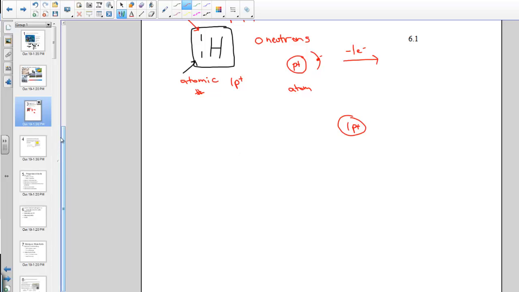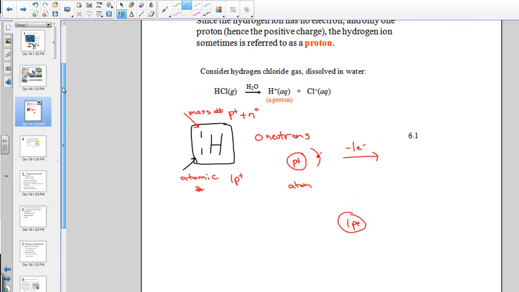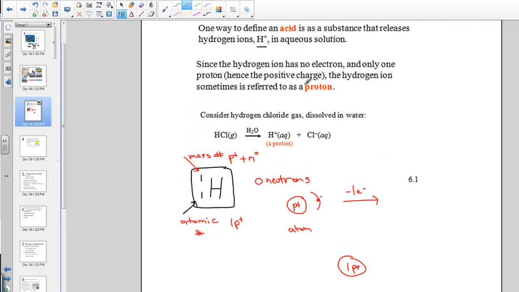And so in this slide, what it really says is when a hydrogen ion forms, when it loses its electron, it's just a free-floating proton in the water. The loss of this electron simply leaves a single proton. So you'll often hear hydrogen ion and the word proton interchanged. They are indeed the same thing. Here's an example of what we're referring to.